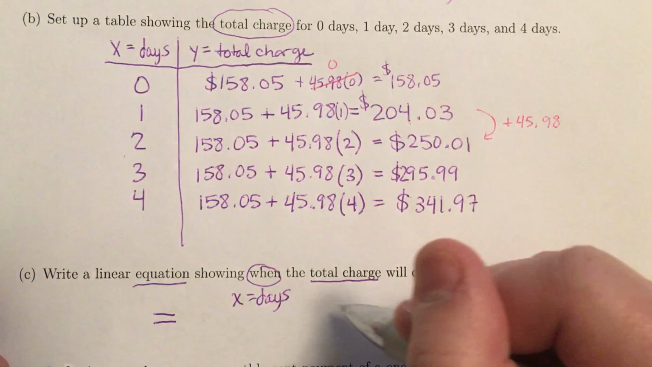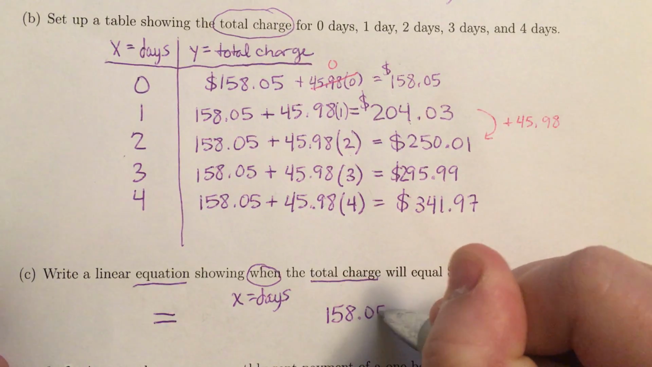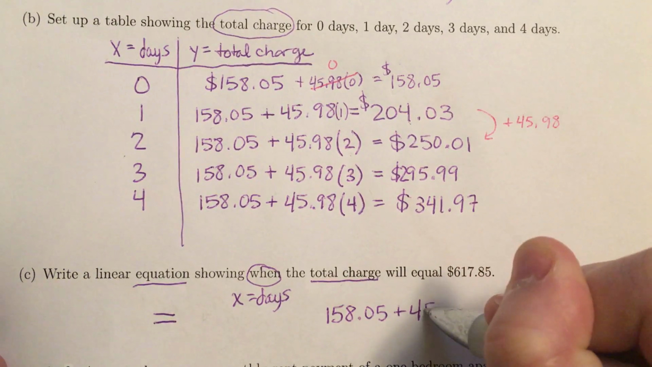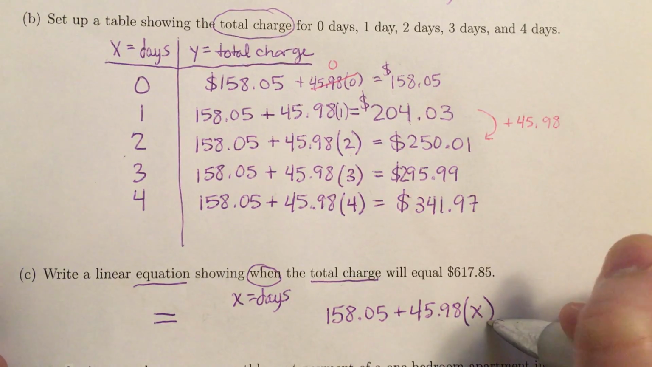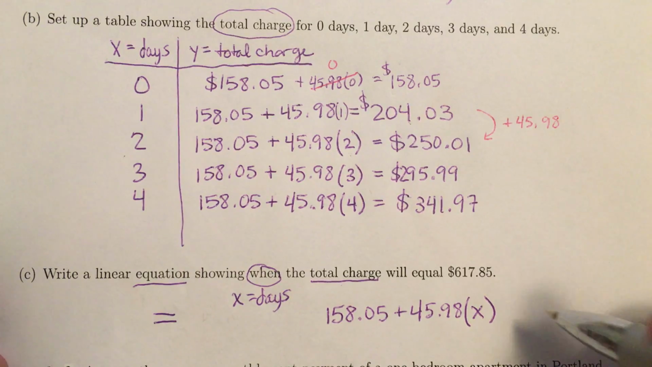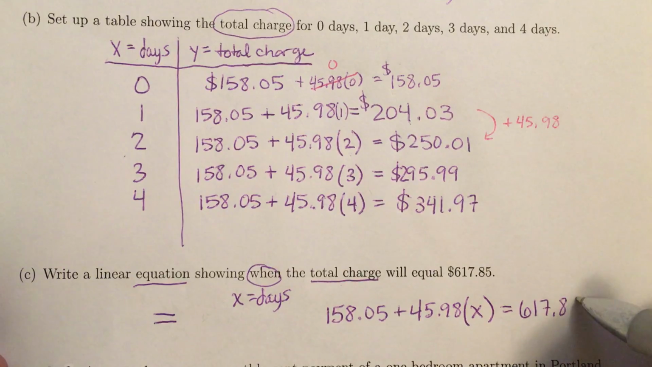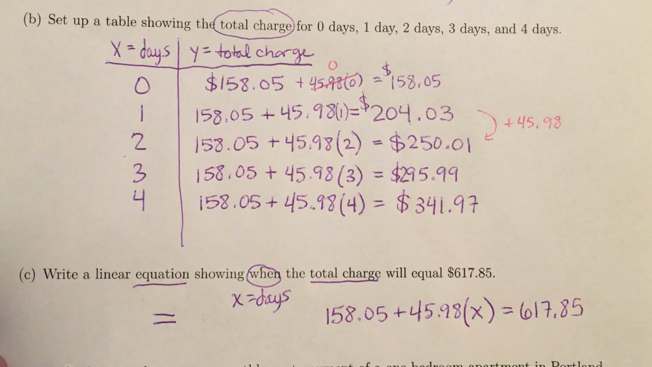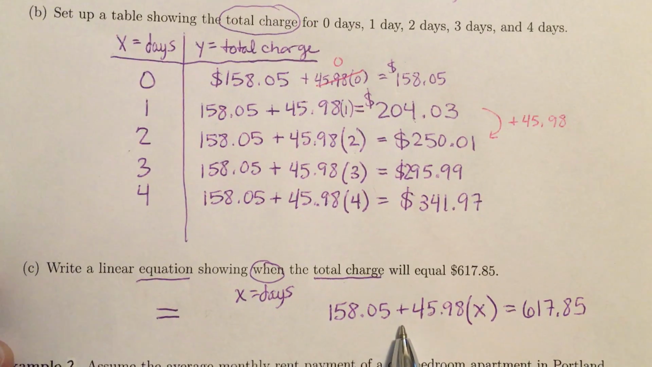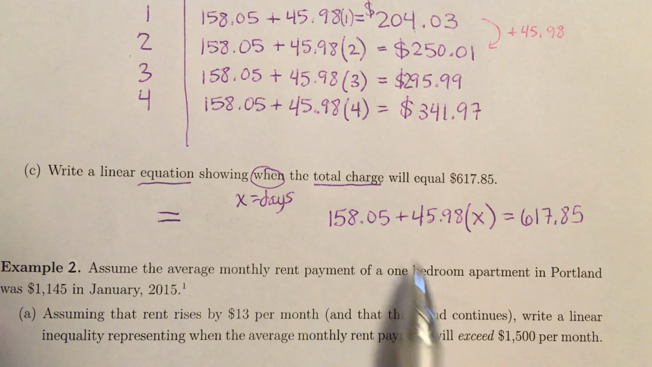All right, so total charge, hopefully we see in this table this pattern that it's $158.05 plus $45.98, and then instead of a number, we're going to use a variable here. And then set that equal to $617.85. Now this, of course, is something that then we could solve for X. We could subtract from both sides and divide.